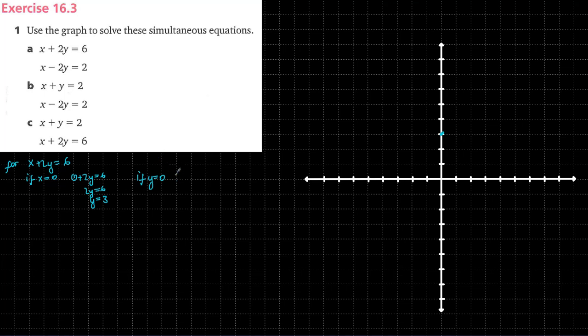If y is equal to 0, it means x plus 2 times 0 is equal to 6, so x is equal to 6 directly. This is the second point here: this is 6 and this is 3. So with respect to these 2 points, I'm going to draw the graph of the line by using the tool here.